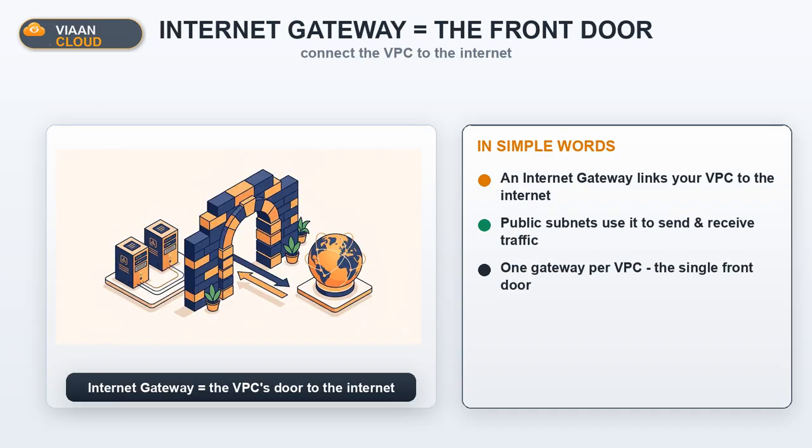So far, our VPC is sealed. Nothing can reach the internet. To open a door, you attach an NAT Gateway. It's a single component that bolts onto your VPC and becomes its one front door to the public internet. Public subnets send and receive traffic through it. A couple of things to remember. There's just one NAT Gateway per VPC, and simply having it isn't enough. A subnet only becomes truly public when its traffic is actually pointed at that gateway, which brings us to the piece that does the pointing.